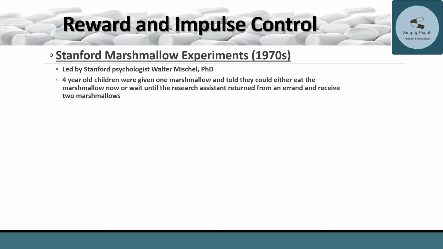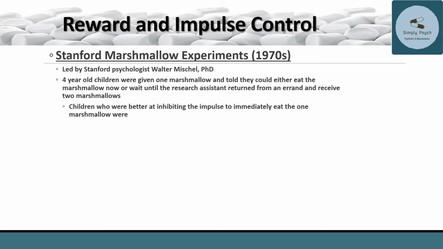And they were told that, okay, you can either eat the marshmallow now, or you can wait until the research assistant who was in the room left to run an errand and came back, and then you could receive 2 marshmallows if you waited. So, we'll give you this one now, and when the research assistant leaves and comes back, which you didn't know how long that would be, if you waited, then you would get 2 marshmallows.